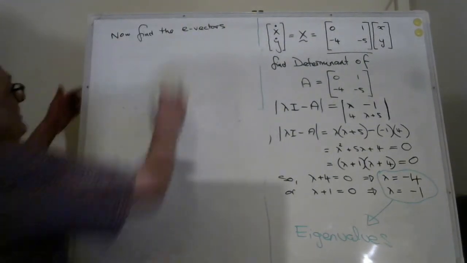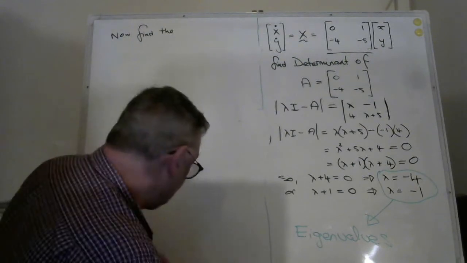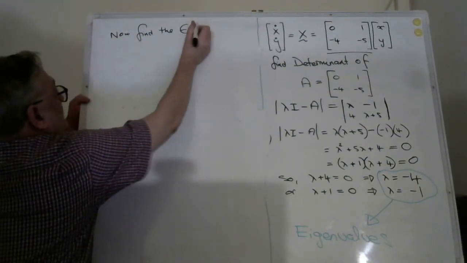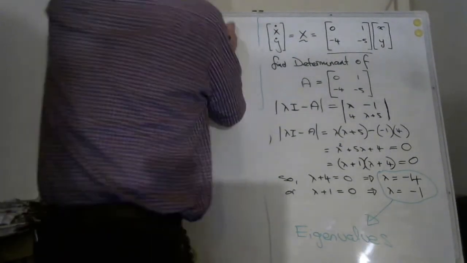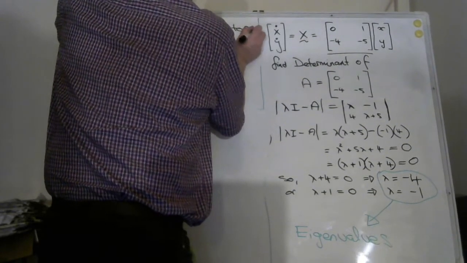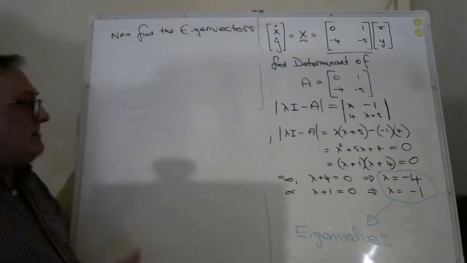And these, what we now need to find are the eigenvectors, as I've said. So let's just write that down in full. Eigenvectors. So how do we do this? How do we find the eigenvectors?